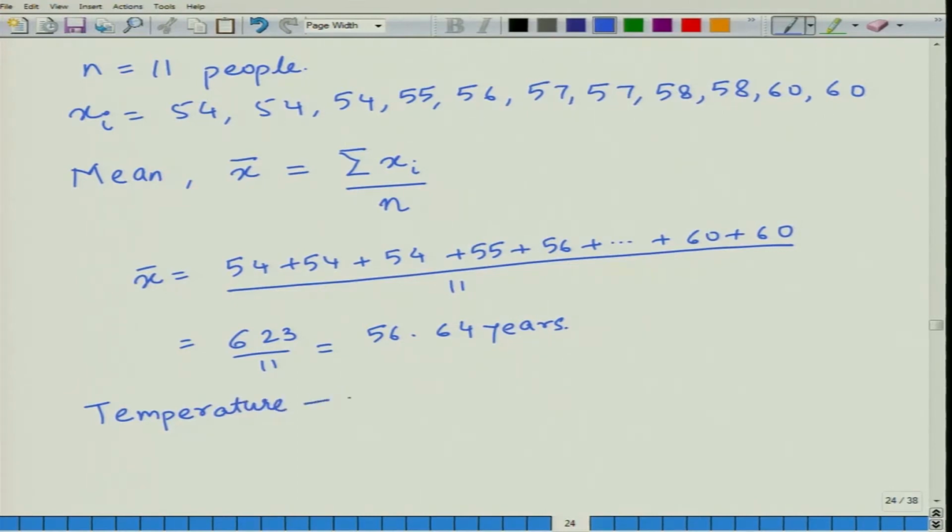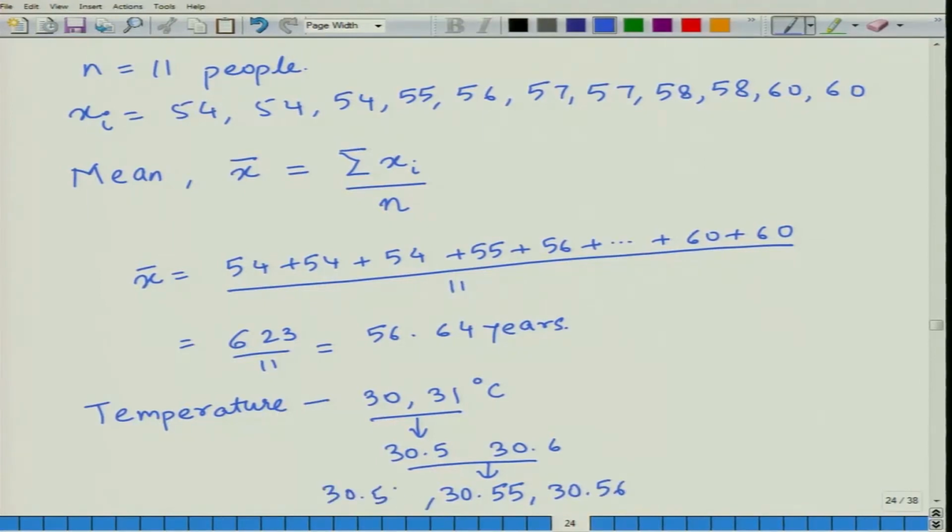Now, temperature, if we consider two values 30 and 31 degrees Celsius, we can always have another value in between, that is 30.5. Now, if we considered 30.5 and 30.6, we can always have another value that is in between, 30.55 for instance, or 30.56 for instance, or maybe 30.54 for instance. Now, such variables that vary continuously are called continuous variables.